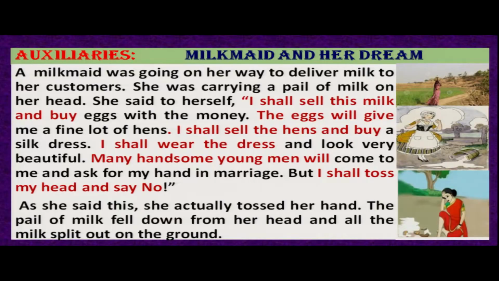Milkmaid and her dream. A milkmaid was going on her way to deliver milk to her customers. She was carrying a pail of milk on her head. She said to herself, I shall sell this milk and buy eggs with the money. The eggs will give me a fine lot of hens. I shall sell the hens and buy a silk dress. I shall wear the dress and look very, very beautiful.